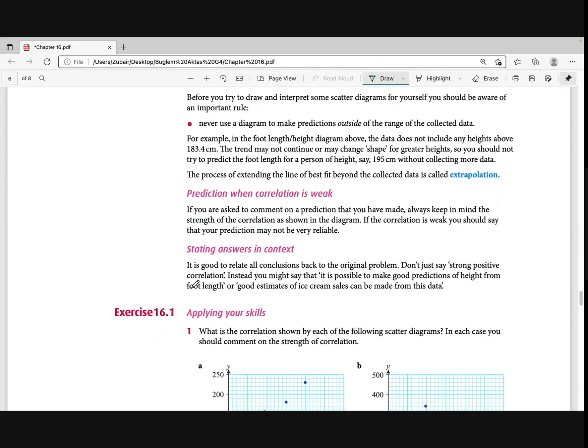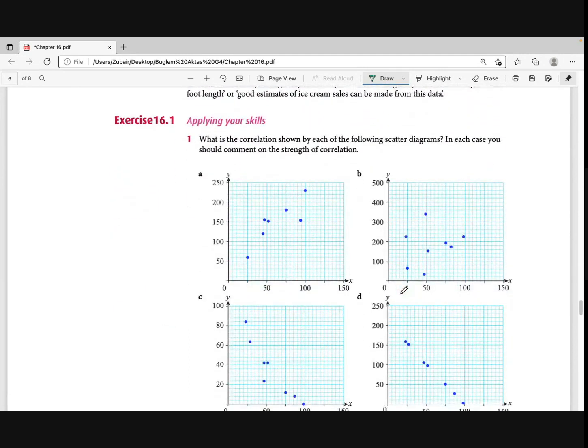Don't just say strong positive. Instead, you might say it is possible to make a good prediction of the height from the foot length. Good estimates of ice cream sales can be made from this data, and so on. We refer back to the original thing.